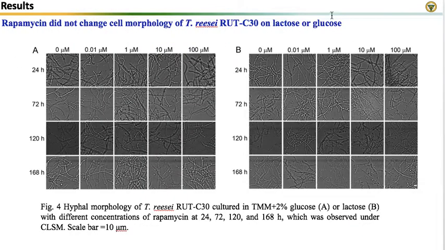When growing on lactose or glucose, there was no notable effect of rapamycin on the morphology of Trichoderma.